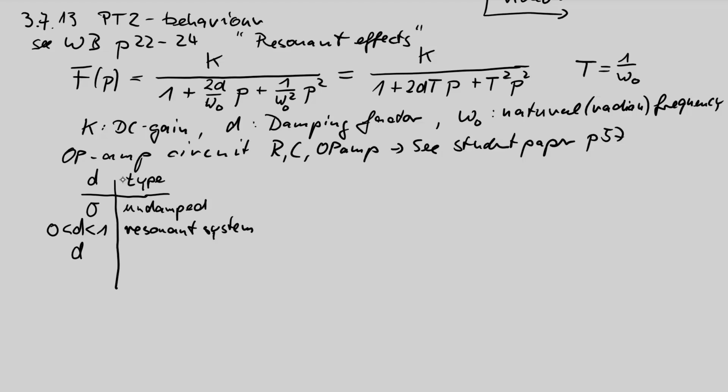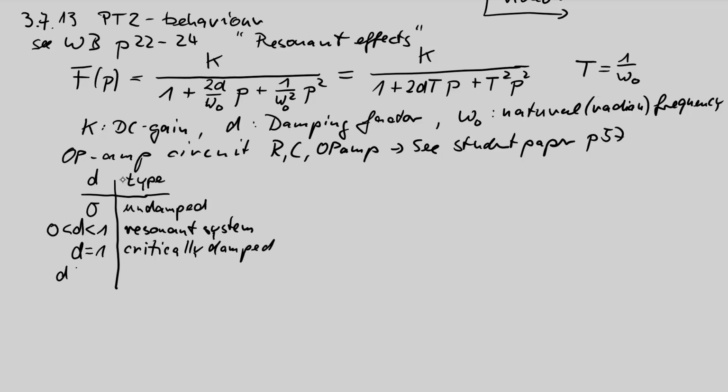In the case D equals 1, that is a special case, we call this critically damped. This is a special case. In reality, you cannot reach exactly this one. Normally you are a little bit smaller or larger than 1.